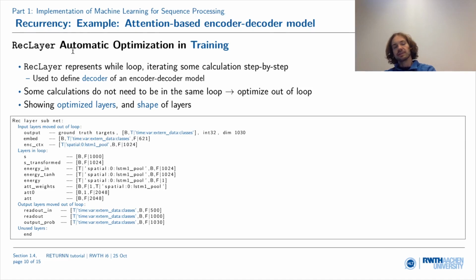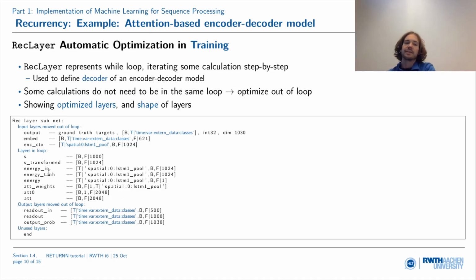So to explain the automatic optimization on this example, in training, what would be optimized? First of all, the input layers. These are as input for the loop. First of all, the output is given as ground truth targets. Then the embedding is also given. Encoder context, of course. We defined it inside of the loop, but this can be calculated offline. In the loop, you still have this LSTM and the energy calculation and the attention calculation. So all of this stays inside the loop for this specific model at least.